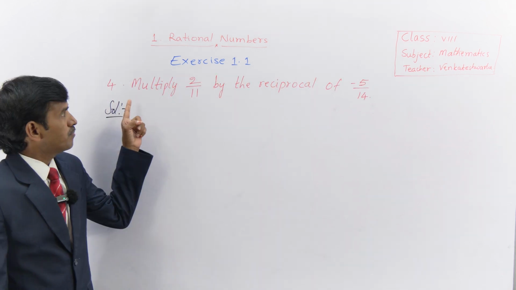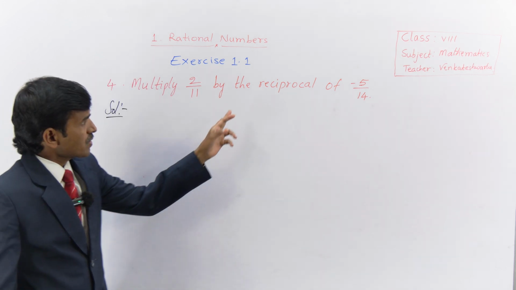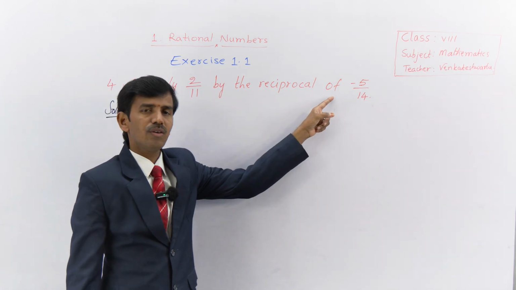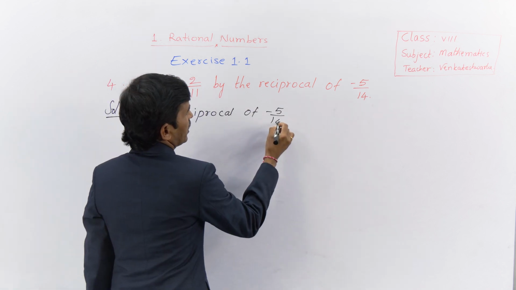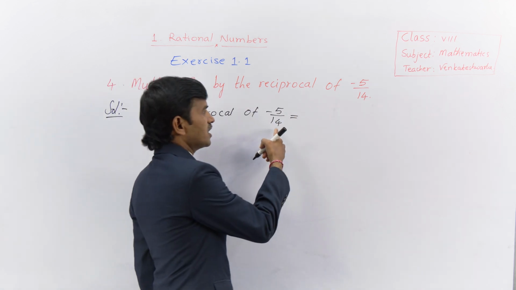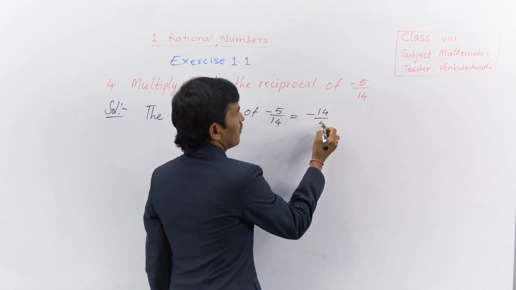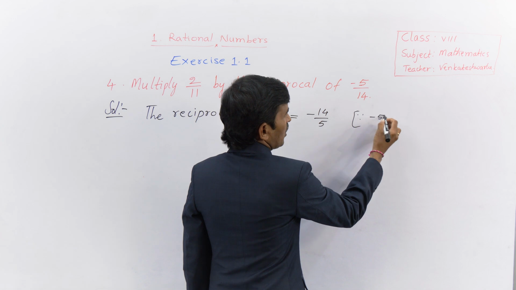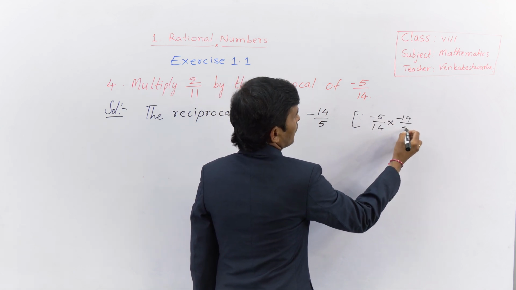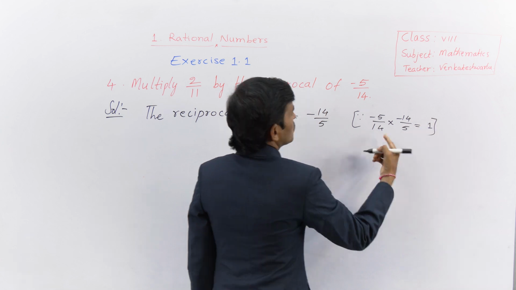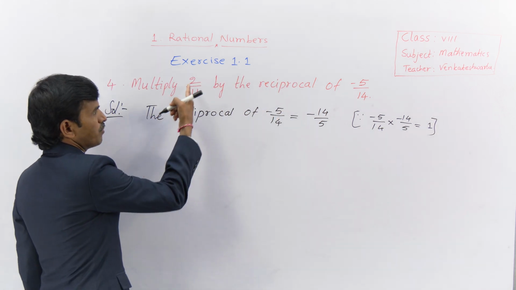The question is: multiply 2 by 11 by the reciprocal of minus 5 by 14. First we need to find the reciprocal of this number. Therefore, the reciprocal of minus 5 by 14. What is the reciprocal? We just interchange the numerator and denominator, that is minus 14 by 5. What is the reason? If you multiply minus 5 by 14 into minus 14 by 5, it gives us 1. So each one is the reciprocal of the other.